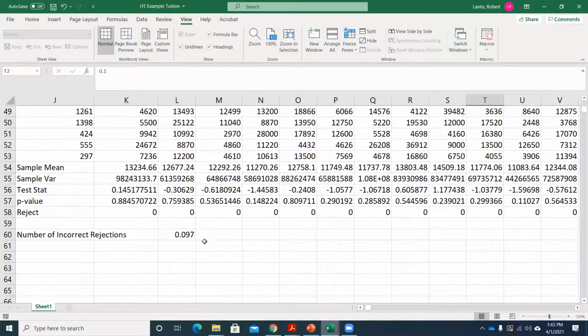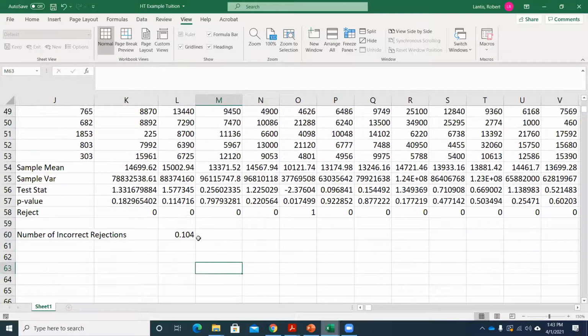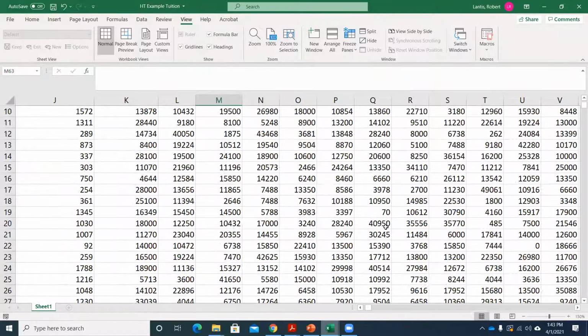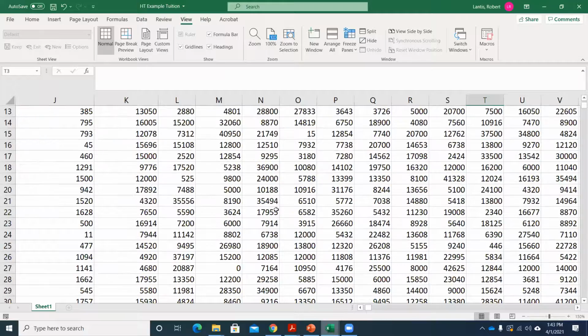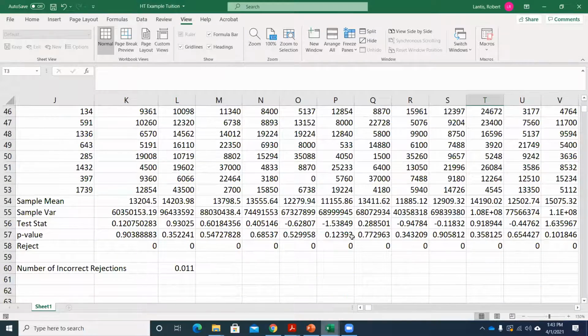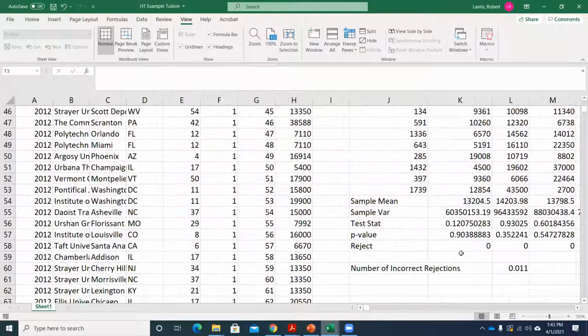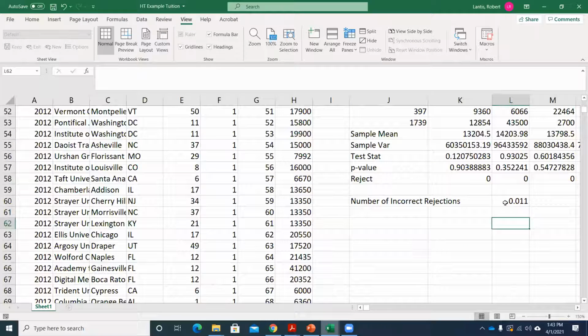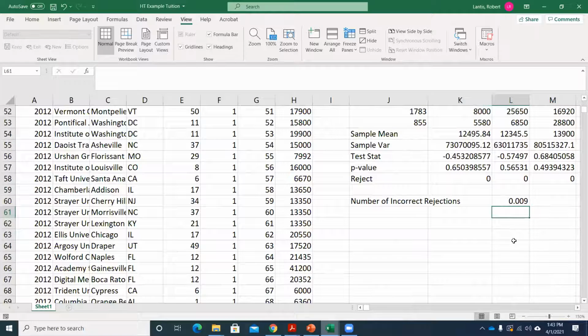So the proportion of type 1 errors I'm making is pretty much alpha, or whatever I set my alpha at. Now this changes a little bit because it randomly generates new numbers, but it's always floating around 0.1 here. And if I change my alpha to 0.01, it redoes all these hypothesis tests for these 1,000 different samples. Now the proportion of times I rejected when I shouldn't have floats right around 0.01. A little bit higher sometimes, a little bit lower sometimes.